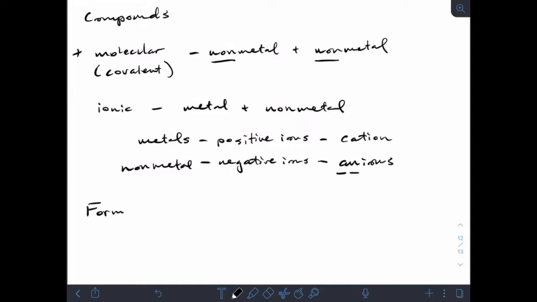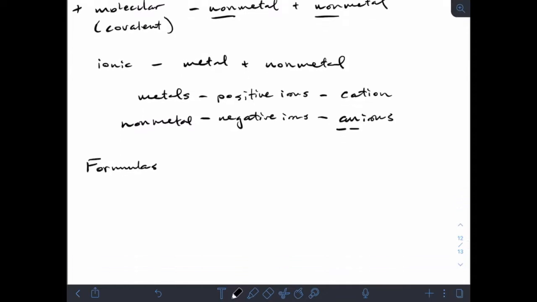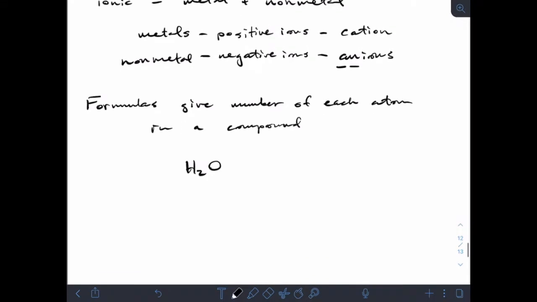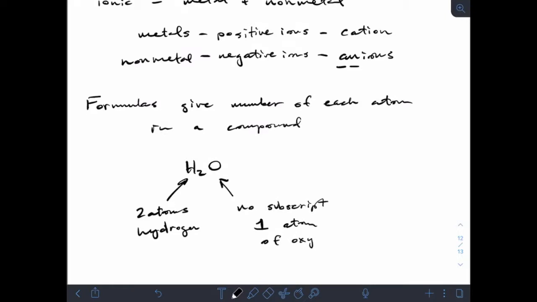Now, formulas give the number of each atom in the compound. For example, Dr. Lyon's favorite molecule is H2O. That subscript 2 tells us that we have 2 atoms of hydrogen. No subscript means that we have 1 atom of oxygen. So the absence of a subscript just implies a 1.